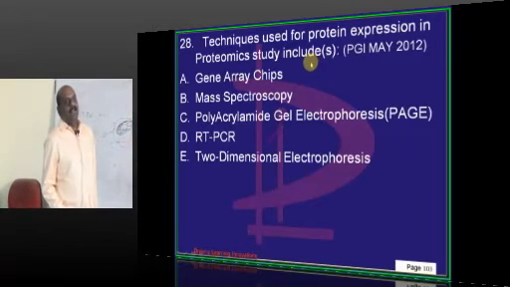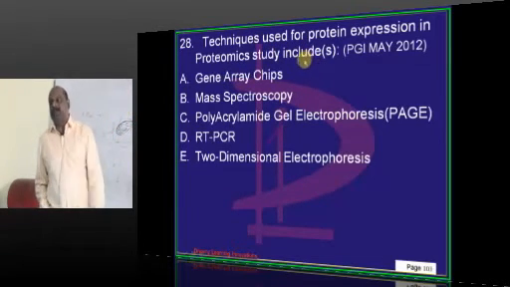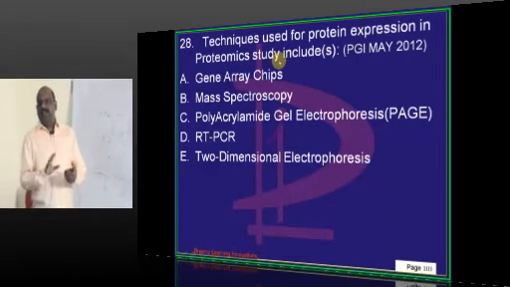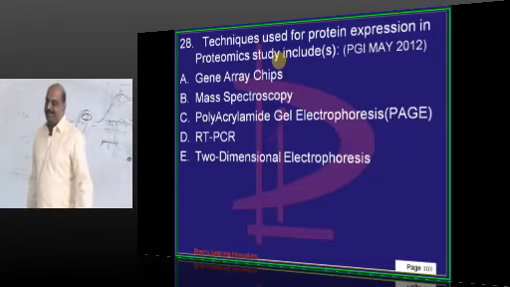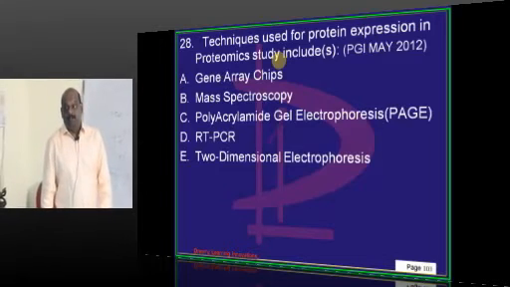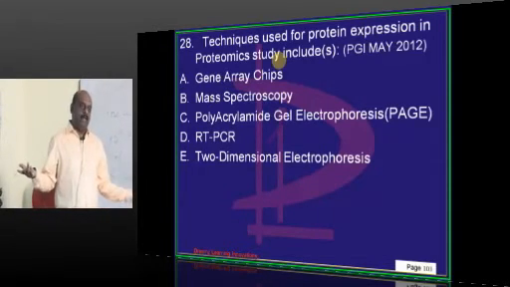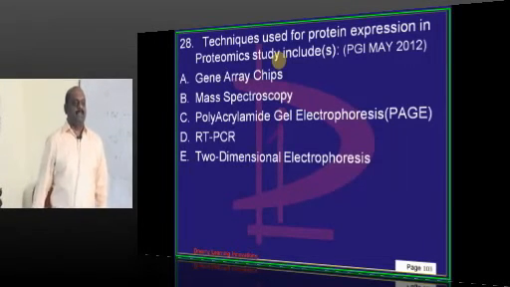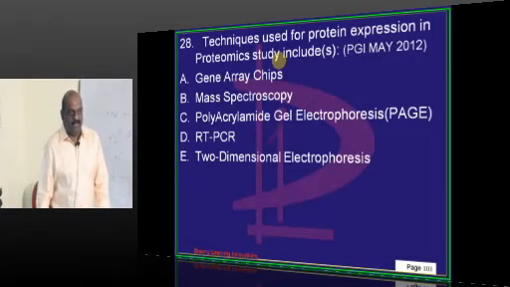Then, proteomics study: what are the techniques which are used for knowing the protein expression in proteomics? Honestly, to become an interventional cardiologist, you don't need to know all this. But if you take the previous AIIMS PGI, I don't know why, proteomics is a repeatedly asked question. Wikipedia writes a good article on proteomics, right?